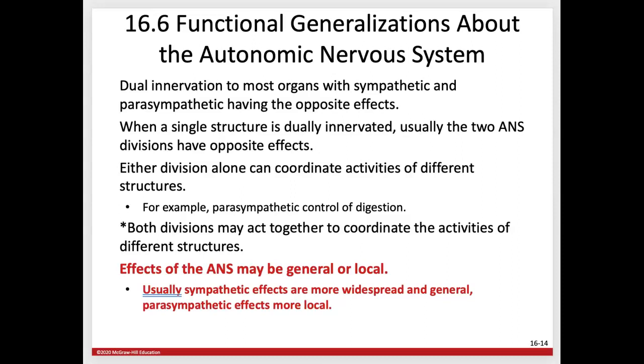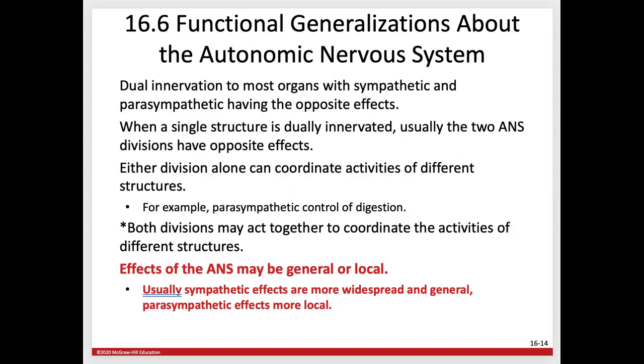Functional generalizations about the autonomic nervous system. There's dual innervation to most organs, with sympathetic and parasympathetic having opposite effects of each other. Where one kicks something up, the other one slows it down, and vice versa. When a single structure is dually innervated, meaning it is served by both the sympathetic and the parasympathetic nervous systems, usually the two ANS divisions have opposite effects, so it's basically saying the same thing the first line did.